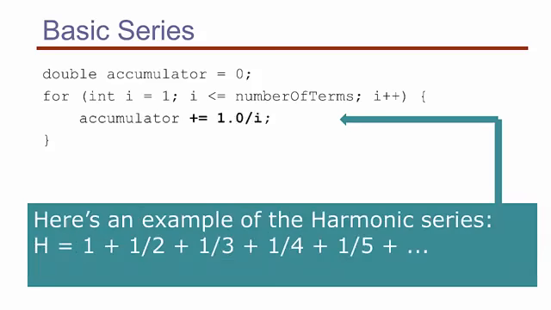Here, in this example, we have a cumulative sum loop that is computing the harmonic series, which is the sum of 1 plus 1/2 plus 1/3 plus 1/4, etc.